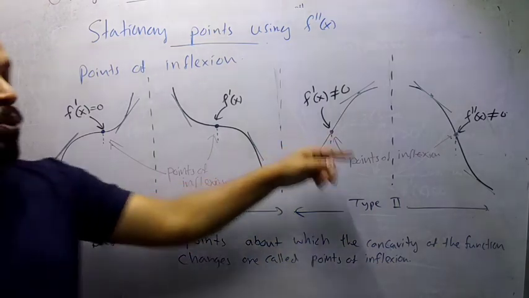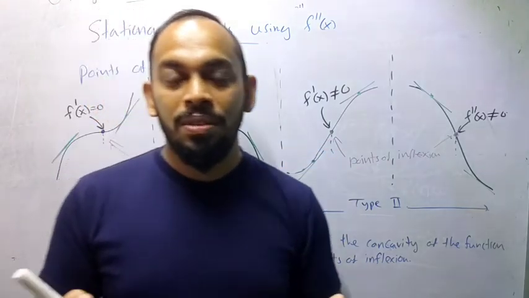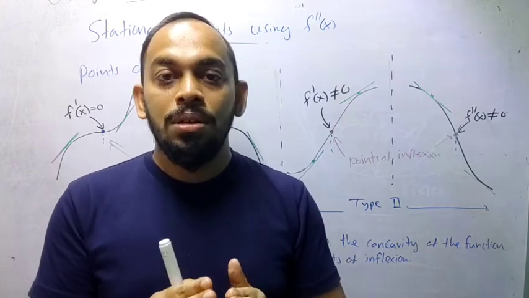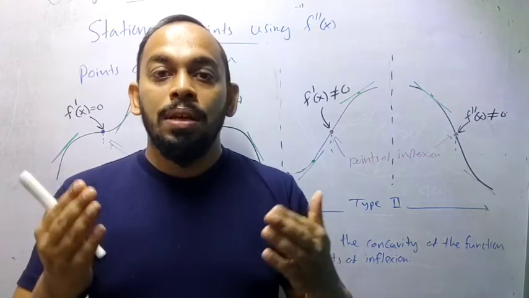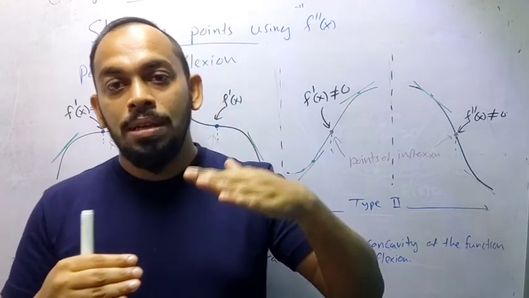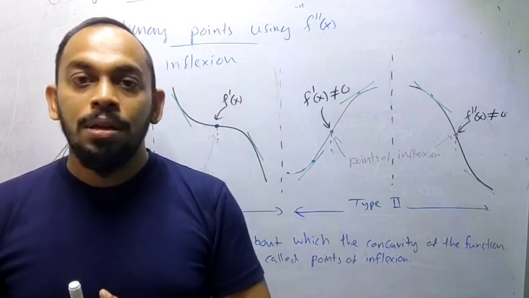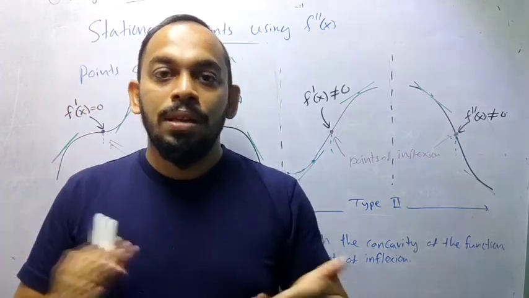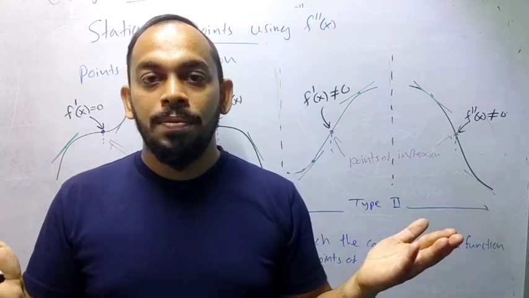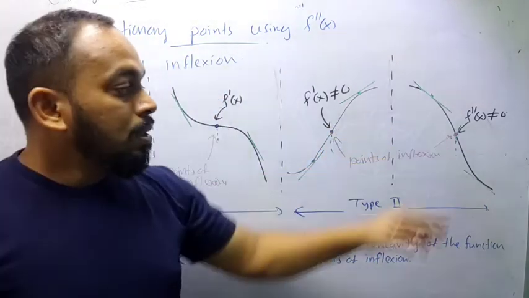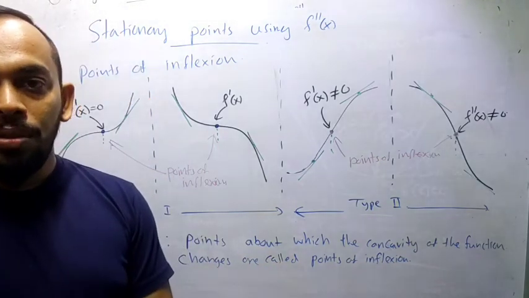So at this point you cannot determine the concavity of the function, because based on the given definition, if the tangent line stays above, it is concave downward. If it stays below, it is concave upward. But what happens when the tangent line coincides with the function? Then there is no such definition, right? The definition fails there. So at these points we call it a point of inflection.